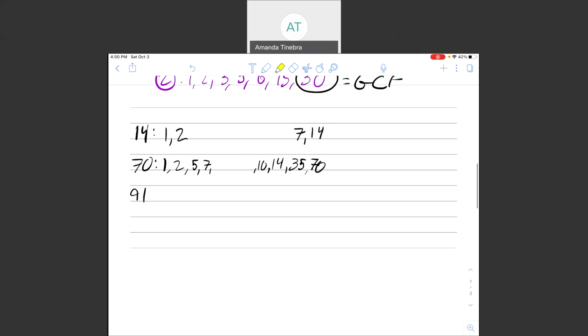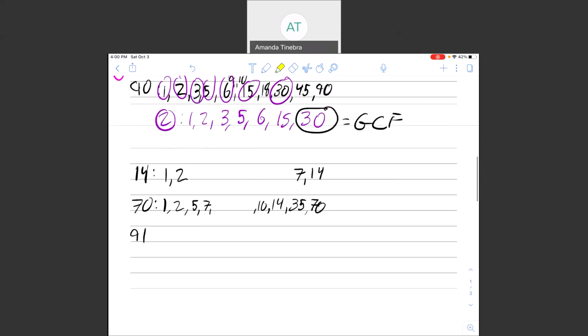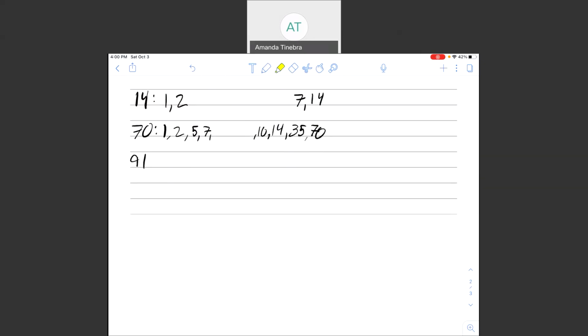Making sure we leave enough room so we don't make a mistake like I made up there on 90. That's why we need to leave all that space in there. Okay? For 91, we have 1, 91. And we're going to have to think a little bit on this one. 1 and 91, I know.